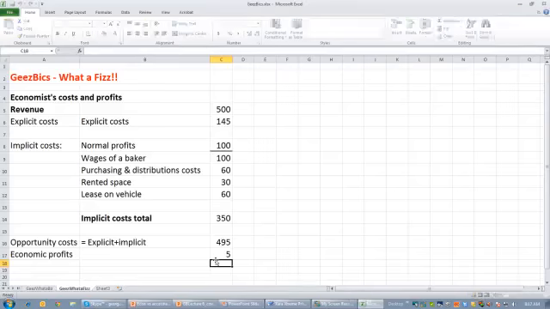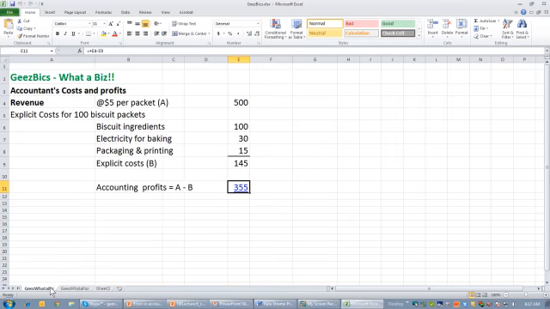Let's have a look at the accounts for this business. First, let's look at it from the point of view of an accountant. Well, the revenue, 100 packets at $5 is $500. That's pretty clear. It won't differ for the economist either.